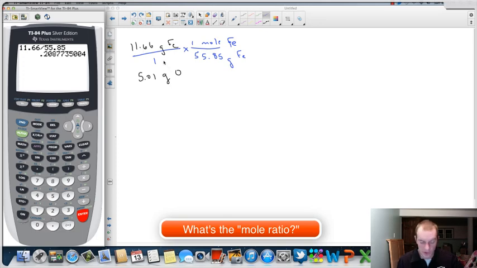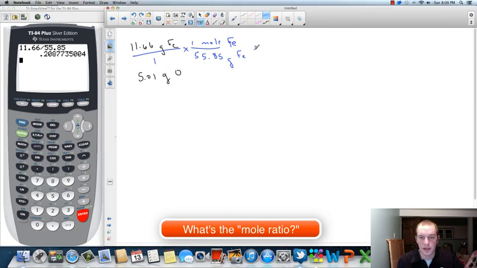0.2088 moles of iron. So let's go ahead and figure that out. Equals 0.2088 moles of iron. Okay, so that's for the iron part, which is pretty straightforward. We do the same for oxygen. Put that over 1 times for every 1 mole of oxygen.